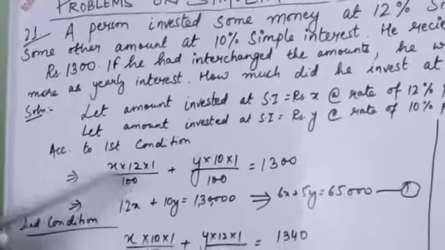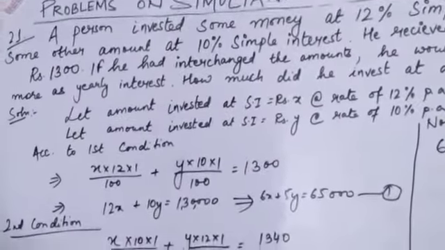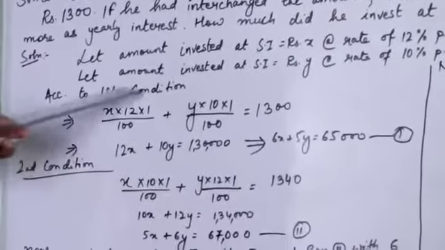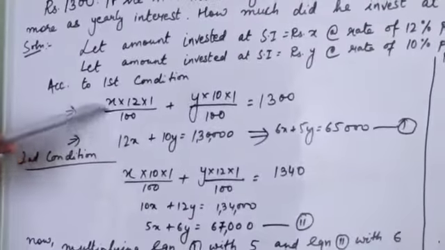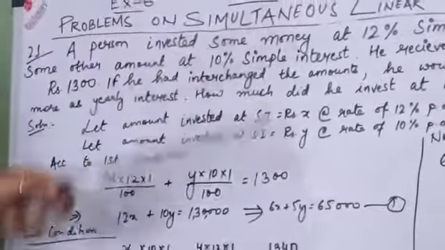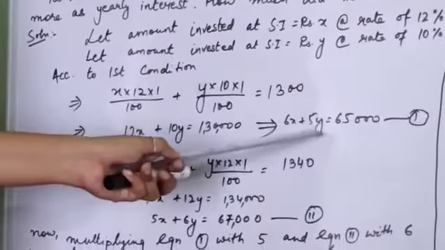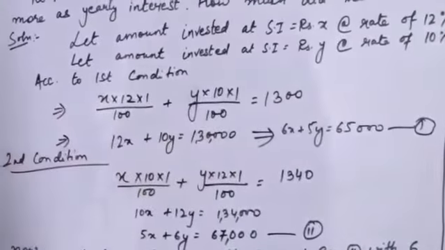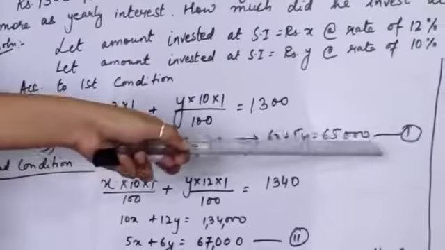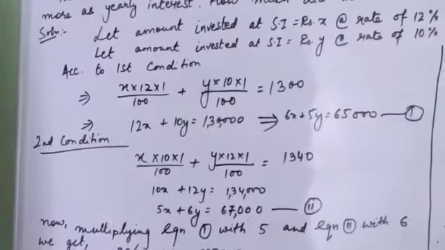So we'll find out the simple interest for both the rates, and then we'll see what he is getting. So I have used the formula of the simple interest, that is PRT by 100, principal, rate into time. Time we know it is per year, it's given per annum. And when you solve the equation, you get 6x plus 5y is equal to 65,000 as your first equation. Now let us go to the second part of the question.